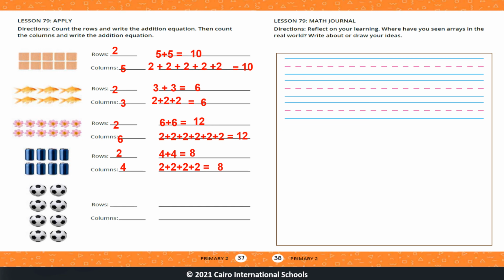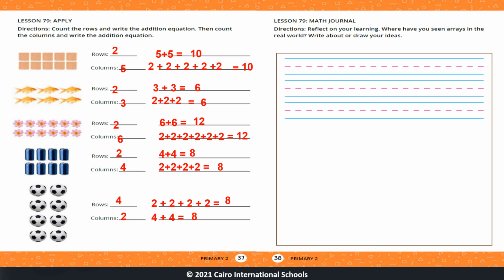The next one, now count the number of rows. 1, 2, 3, 4 equals 4 rows. And how many columns? 1, 2. 2 columns. The addition equation for rows, 2 plus 2 plus 2 plus 2, 4 times because we have 4 rows. So 2 plus 2 plus 2 plus 2 equals 8. Now the addition equation for columns, we have 2 columns. Each column has 4. So we will write 4 plus 4 equals 8 also.